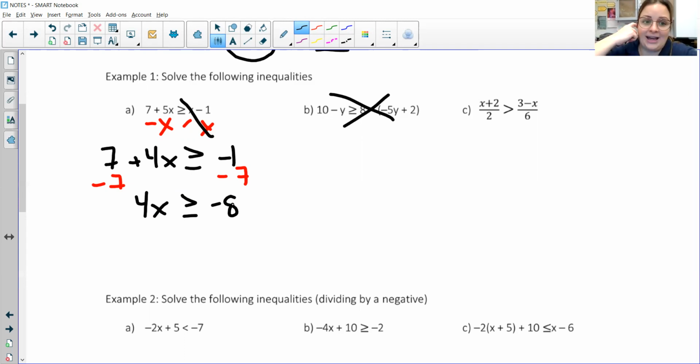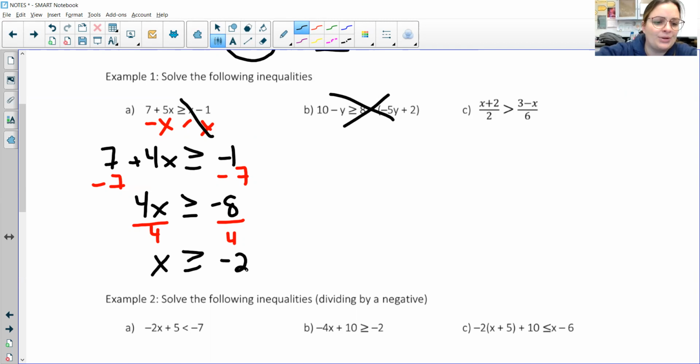Now I've done all my adding and subtracting. I'm going to get rid of that 4. The opposite of multiplying by 4 is to divide by 4. So I'm going to divide both sides by 4 to remove that 4 from the left-hand side, leaving me with just one positive x is greater than or equal to negative 2.